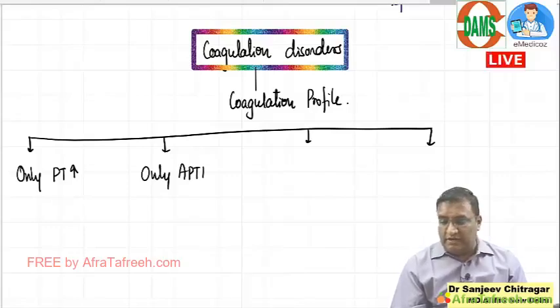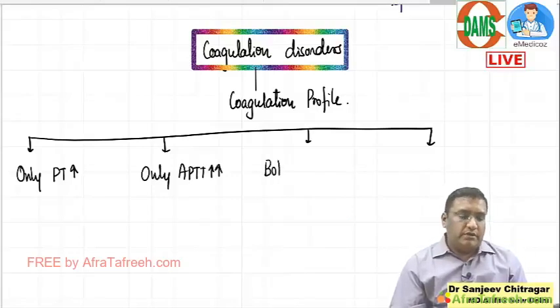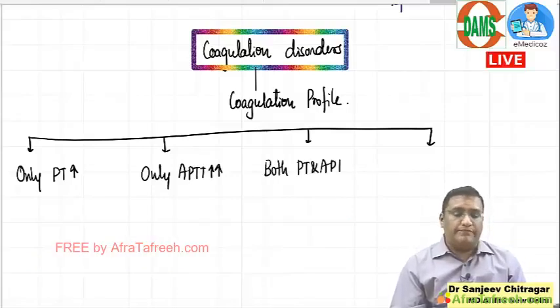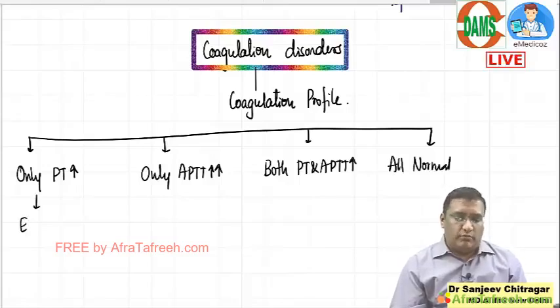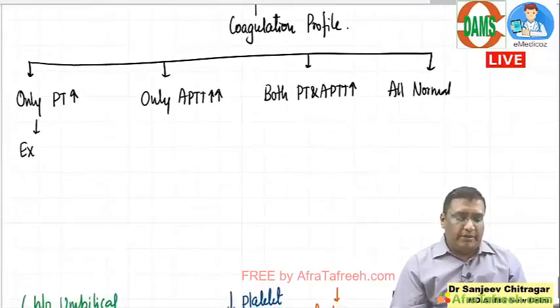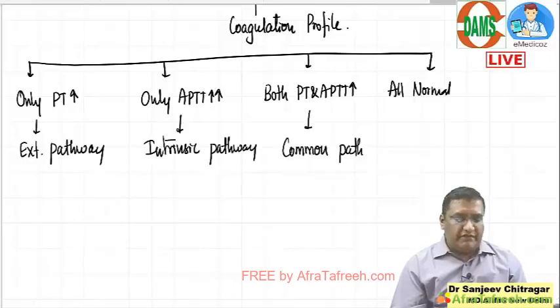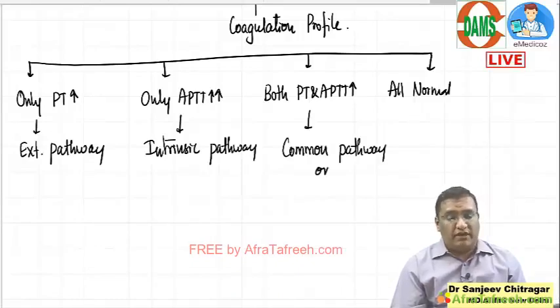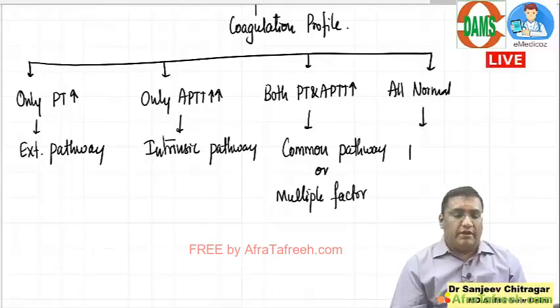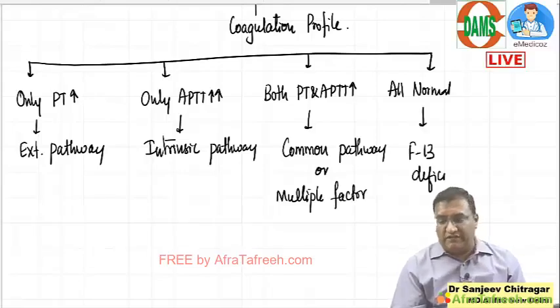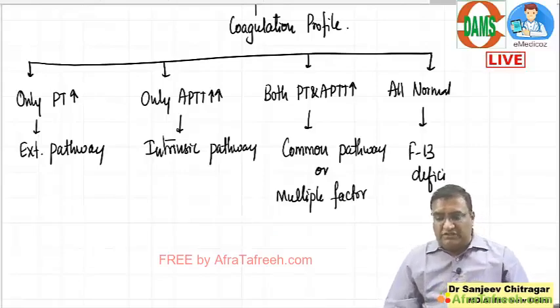Only PT elevated, only APTT elevated, both PT and APTT elevated, all normal. So 4 options. Only PT elevated is extrinsic defect. Only APTT elevated is intrinsic defect. Both PT and APTT elevated is common pathway defect or multiple factor deficiency. And all normal, only factor 13 deficiency.